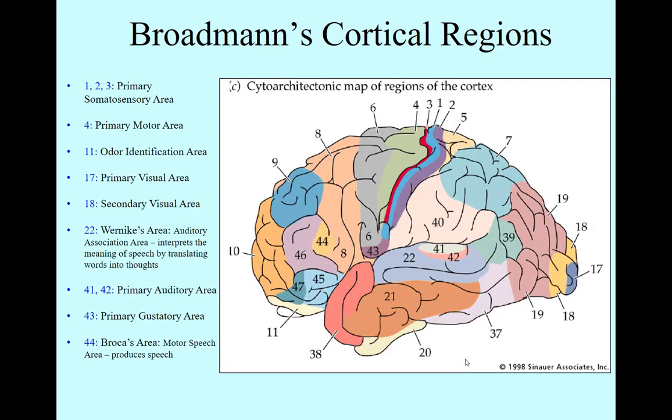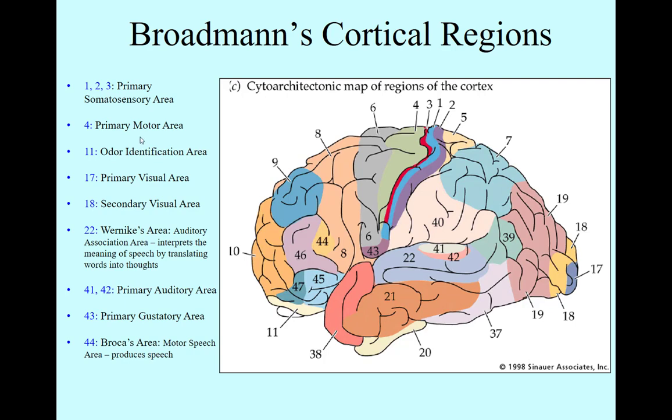So now we just finished learning the generalized features of the specific cortical lobes. It may not surprise you that things get a little more complicated when it comes to the cortex. There are these things called Brodmann's cortical regions, and if you look at it, it's just a way of clarifying what specific areas of the brain do what.